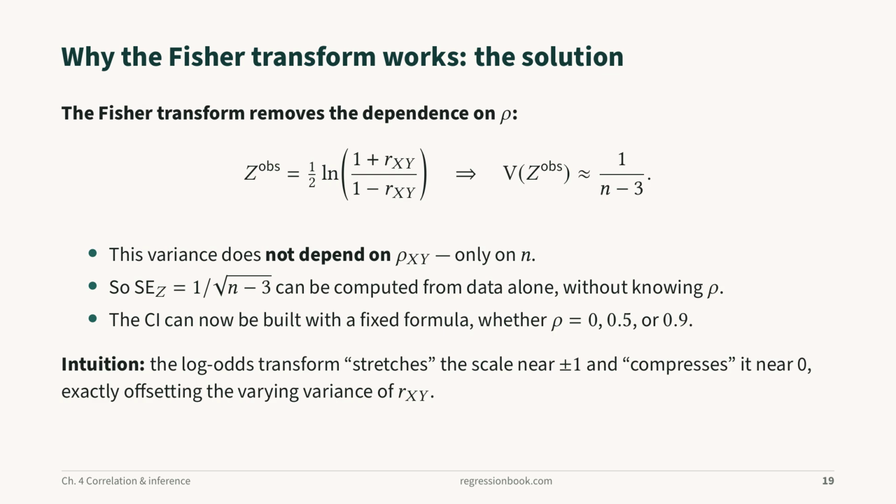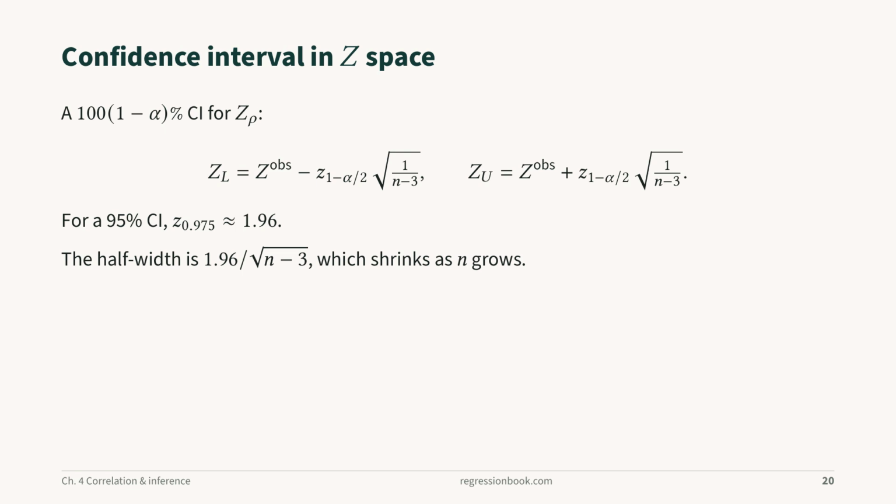The variance of Fisher's z is approximately 1 over n minus 3, whatever the true correlation. The standard error is computable from the sample size alone. The intuition is geometric. The log odds shape stretches the scale near the boundaries and compresses it near 0, exactly offsetting the varying variance of the raw coefficient. In the transformed space, everything is standard.